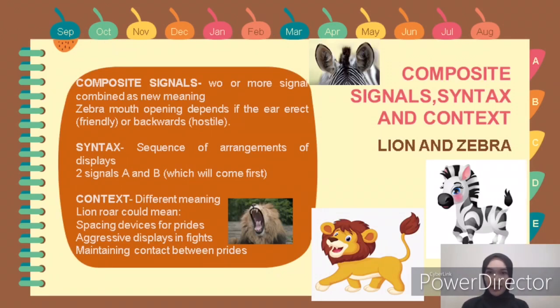Lastly is the lion and zebra. These characteristics have a few categories: a composite signal can mean two or more signals combined into new meanings, such as zebra mouth and ear responses. Next is syntax and context, where there is an arrangement of displays and context that gives different meanings. A lion roar could mean spacing, aggressiveness, or maintaining contact.